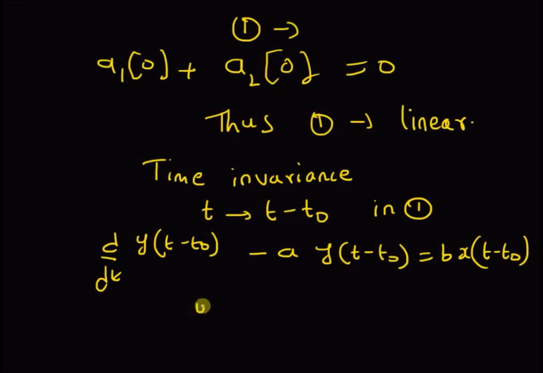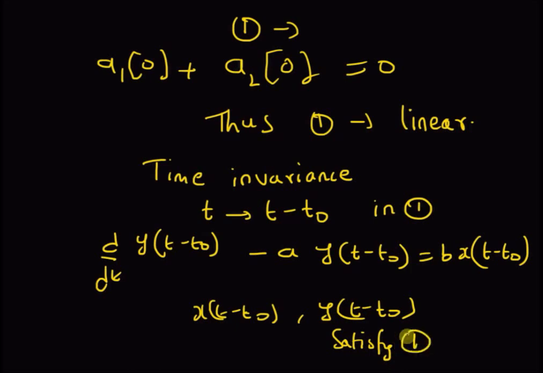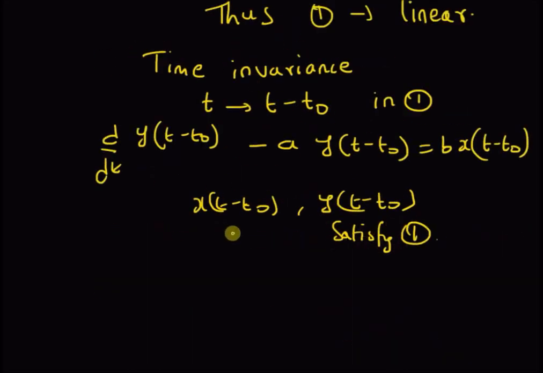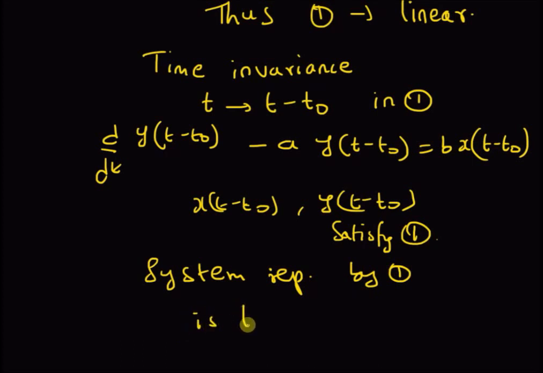We can clearly see that the input x of t minus t naught and the output y of t minus t naught satisfy equation 1. That is, the input x of t minus t naught and the output y of t minus t naught form a solution to equation 1. That is, the system represented by equation 1 is time invariant.